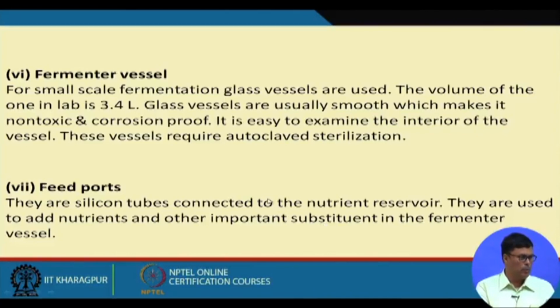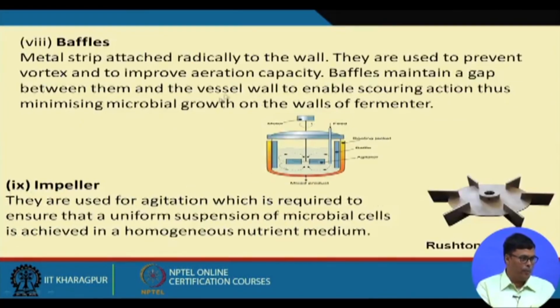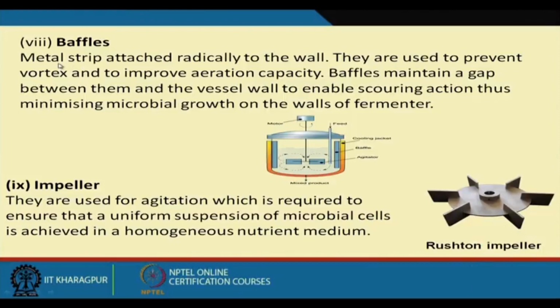So this is the feed port that we have, and the baffles, which are very important. Baffles are metal strips attached radially to the wall, and they are used to prevent vortex formation and to improve the aeration capacity. The baffles maintain a gap between them and the vessel's wall to enable scouring action, thus minimizing microbial growth on the walls of the fermenter.